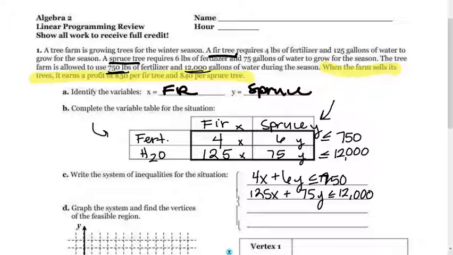And then whenever you are doing a real life word problem, you have to remember those things like X and Y, like fir trees. I can't have negative fir trees and I can't have negative spruce trees. So a lot of times your last two equations are these kind of binding us to those real life constraints of there's no way to have a negative tree. Okay.